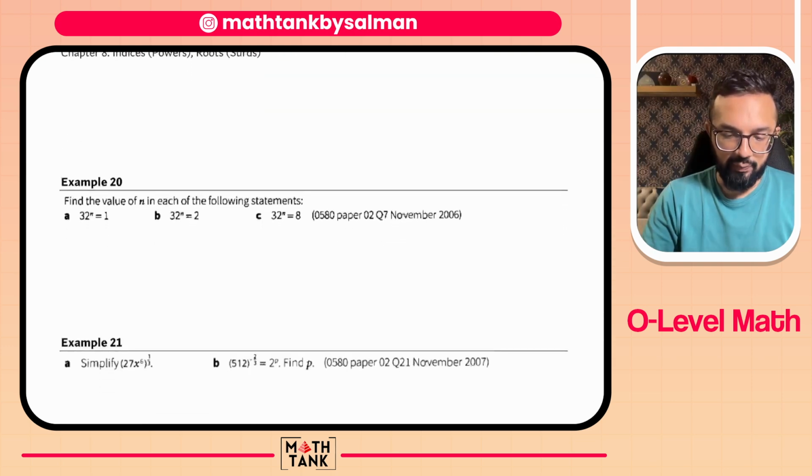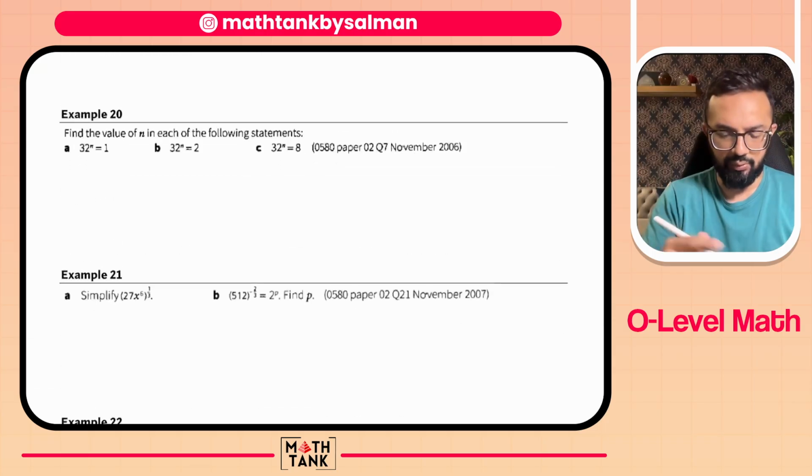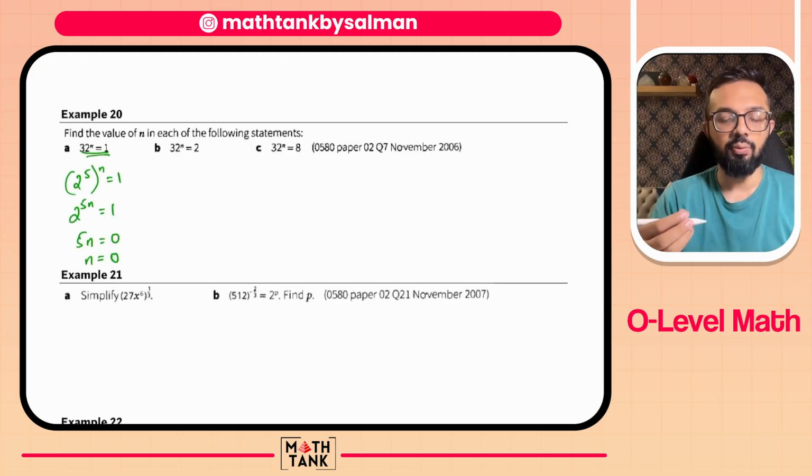Find the value of n for each of the following statements. Okay, so those also seem simple. Let's quickly get done with these. I think there are a couple of questions. 32 power n equals 1. So 32 can be written as 2 power 5. When is anything equal to 1? When the power is 0. So 5n equals 0. n equals 0. Okay. I could have done that right at the start, actually. I could have just said when is anything 1, so anything power 0 is 1.